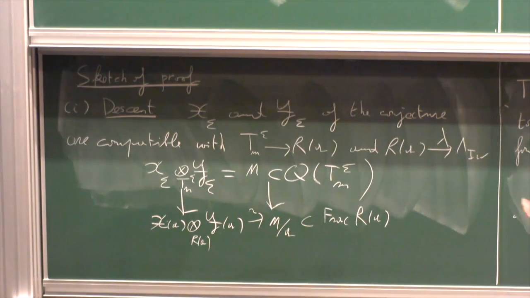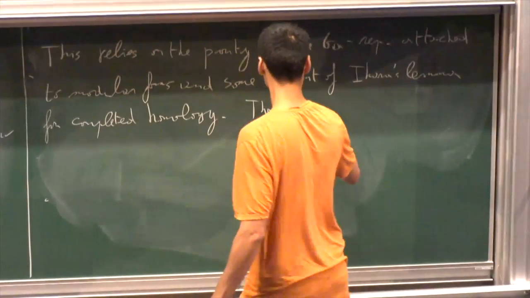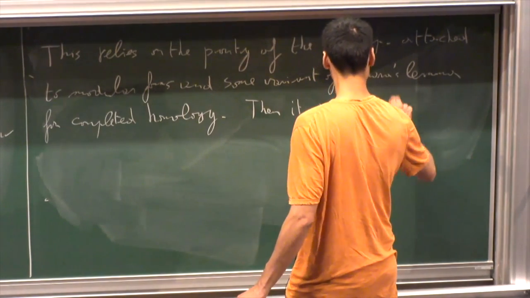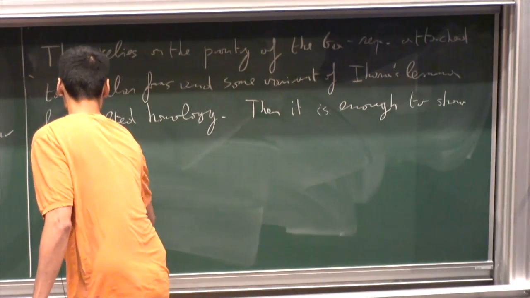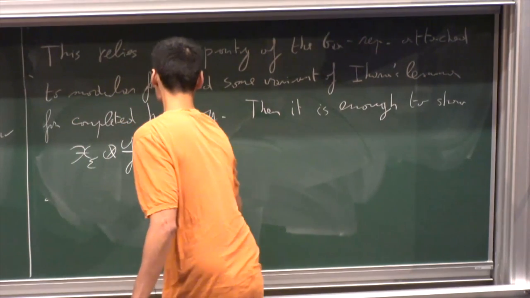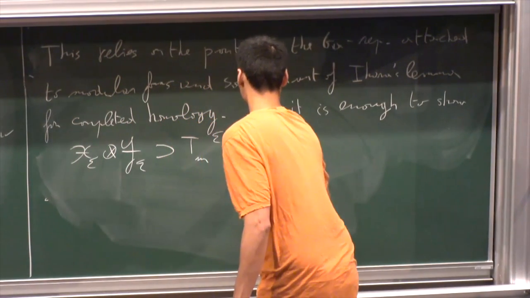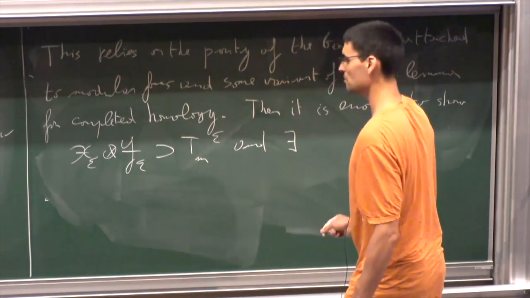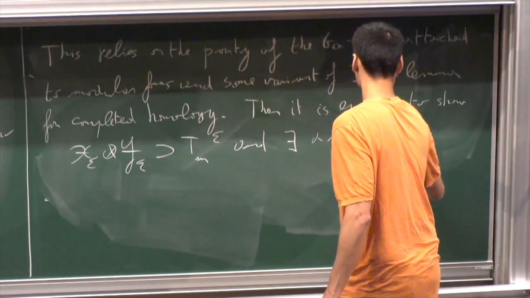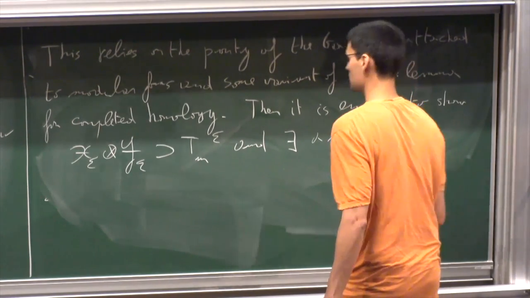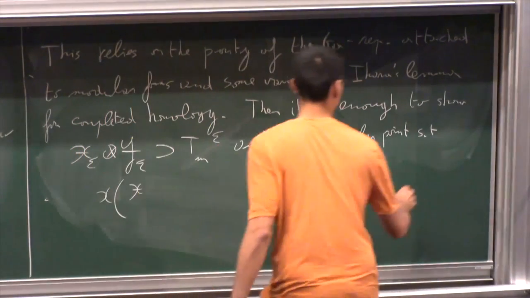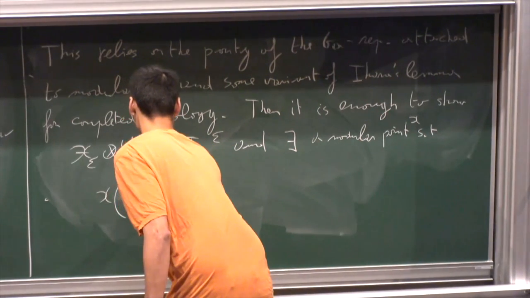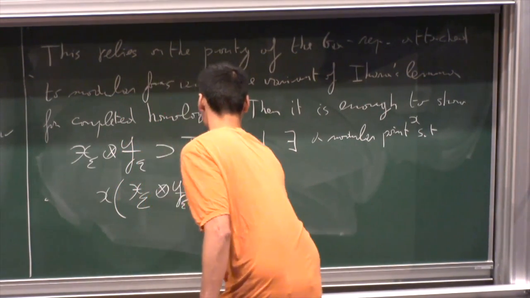If we can establish this first step, then notice that it is enough to show that X sigma tensor Y sigma contains TM sigma, and that there exists a point, a modular point, such that they are equal, so that is the modular point X. Is lambda Iwasawa.